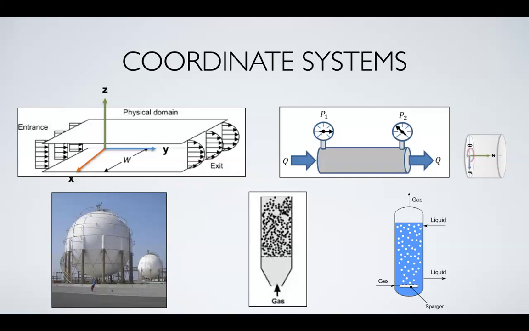Okay, what about this one? It's like a bubble column. You have a liquid feed at the top, sorry, at the top, and gas at the bottom. Cylindrical, of course. And again, if you focus on the bubbles of the gas, you can use spherical coordinates.